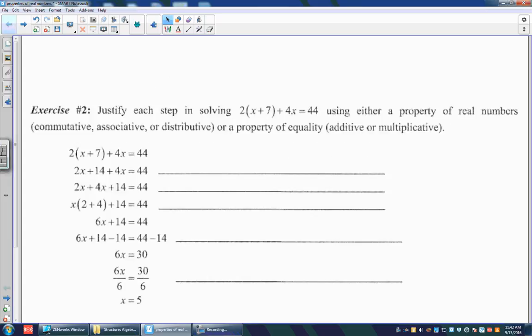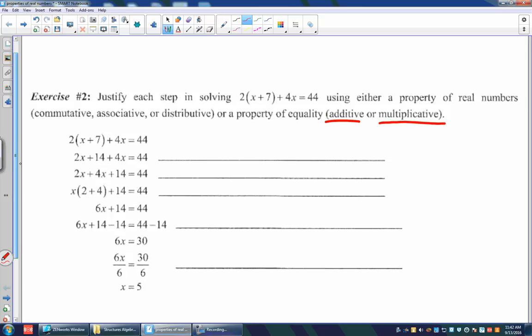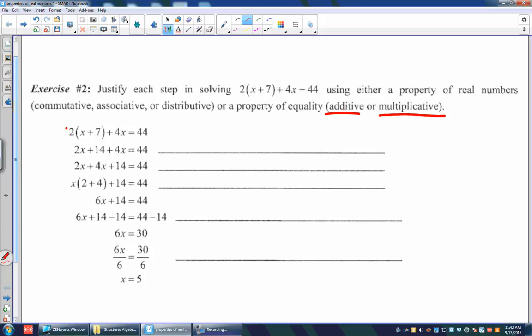We're going to go over some real number properties. Justify each step in solving this equation by either using a property of real numbers, commutative, associative, or distributive, or a property of equality, the additive property of equality or the multiplicative property of equality. So here, we're looking at what goes on between those two lines, and we're putting the answer there.